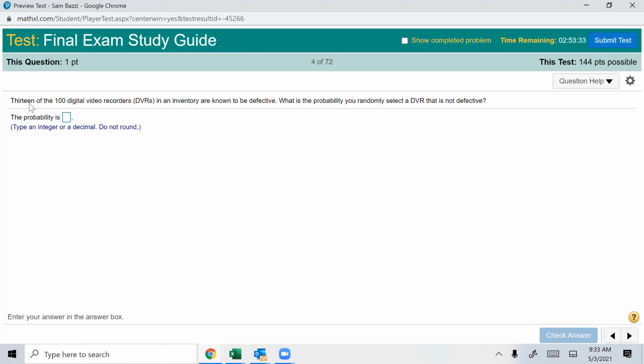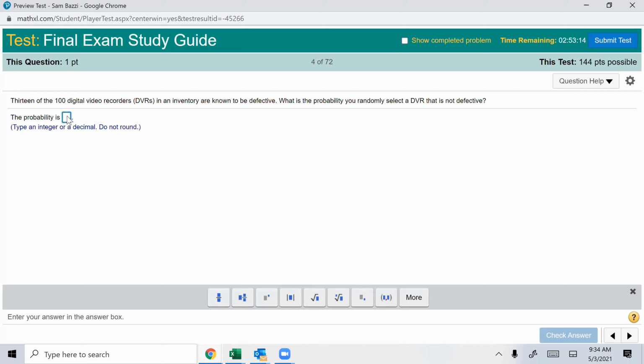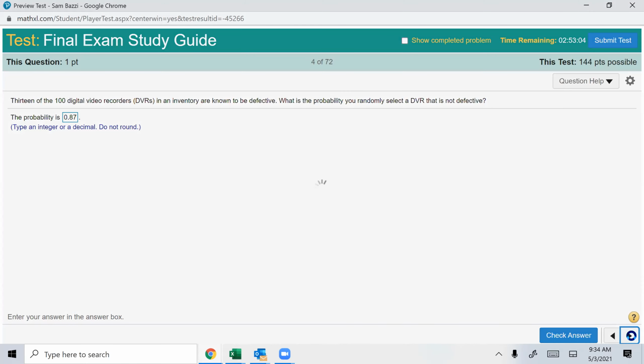Okay. These are the basic probability questions, guys. 13 of 100 digital video recorders in an inventory are known to be defective. What's the probability that you select one that's not defective? So if 13 are defective, guys, then 87 are not defective, and the probability will be 87 over 100. He wants a decimal, so we can put 0.87. All right, and let's move on.